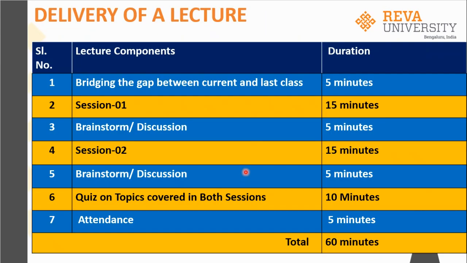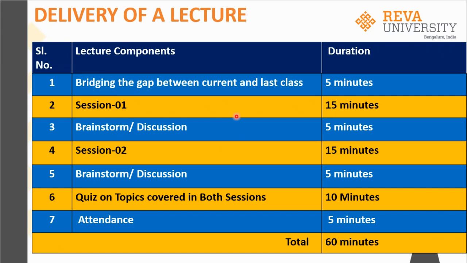Then the delivery of lecture, that is, lecture components. It means how do you divide your lecture into different components? Suppose your lecture is for 60 minutes. The 60 minutes of lecture can be divided into many components. So what should be the first component? Bridging the gap between the current class and the last class. Suppose you have taught some topics in the last class; before you start the current class topic, you must bridge the gap between today's class and the last class, so that students will be able to understand how the current class is related to the previous class.